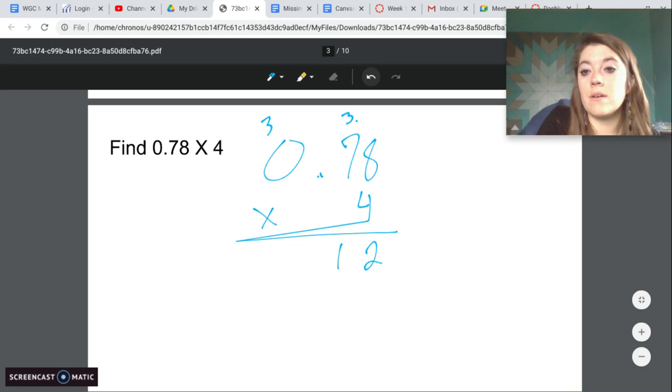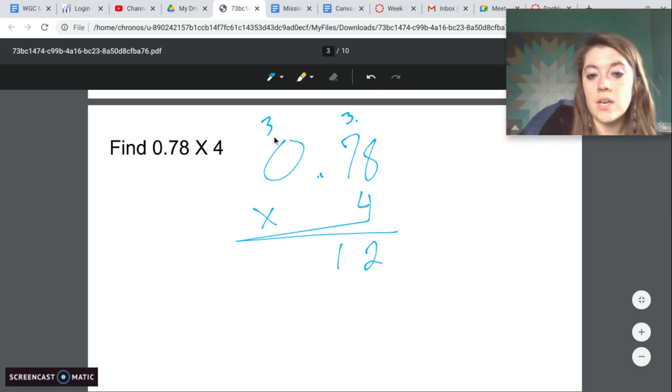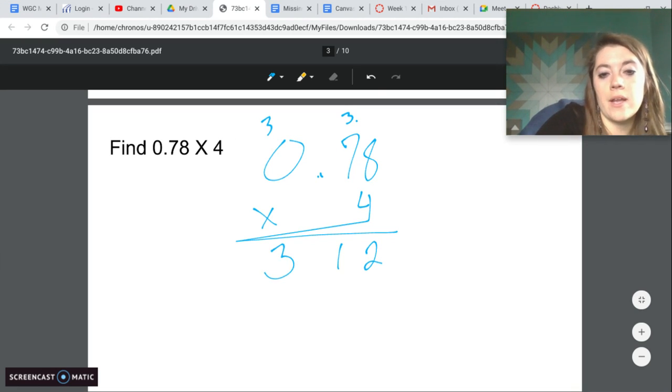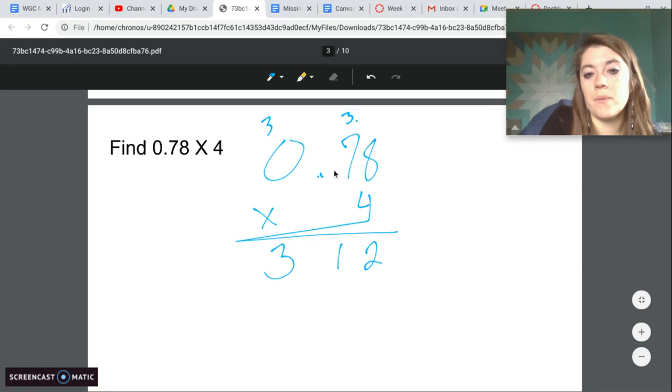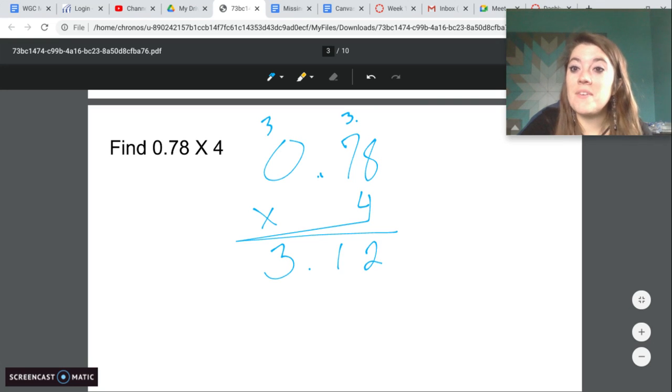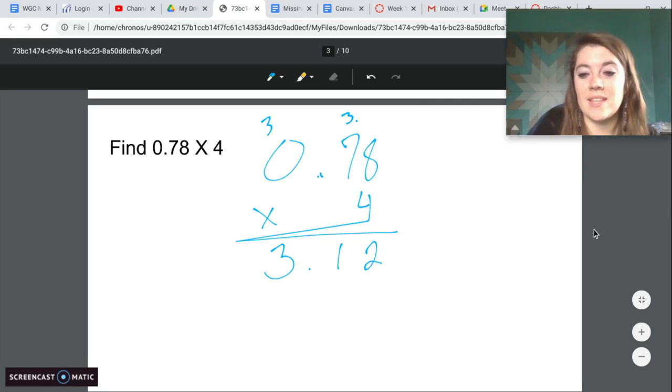And then 4 times 0 is 0, plus 3 is 3. 2 numbers after the decimal, 1, 2. 312 is our answer, or 3 and 12 hundredths, because we have our decimal in there.